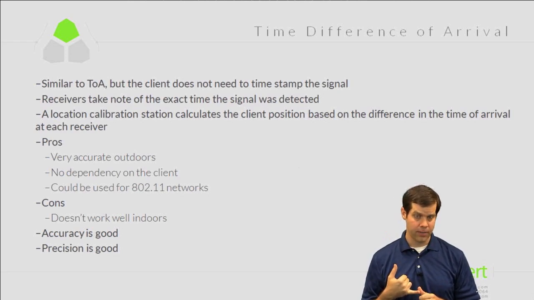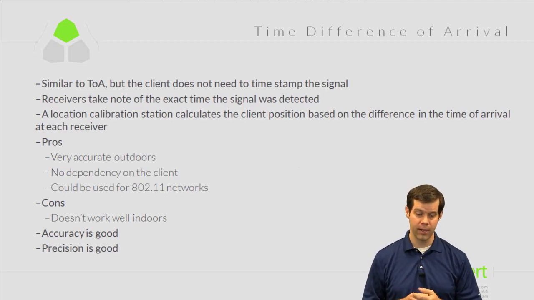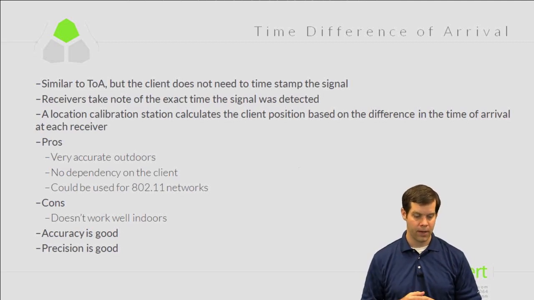Again, not an indoor type of method. It's not dependent on the client anymore. The client doesn't actually have to have a synchronized clock and timestamp all of its packets or anything. And now we can use that for 802.11 because our 802.11 devices don't stamp time. So since we don't rely on that, now we can use this with 802.11. This is actually supported in the Cisco network, but only for outdoors. The cons, doesn't work well indoors, so we only use this outdoors. Accuracy is very good, precision very good. So in terms of an outdoor method, this is one of the better methods we have to use for accurate outdoor location technologies.